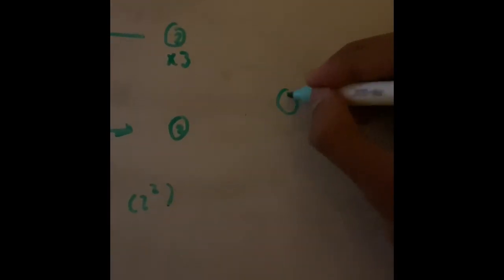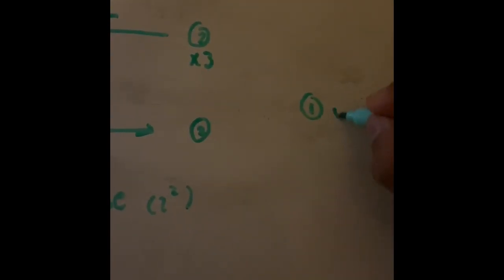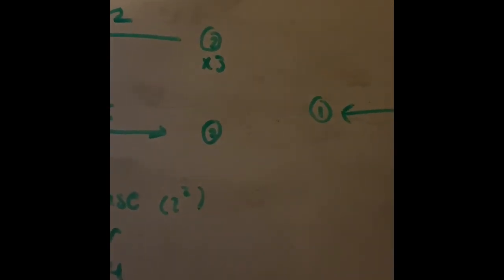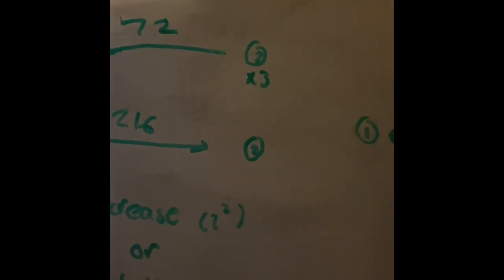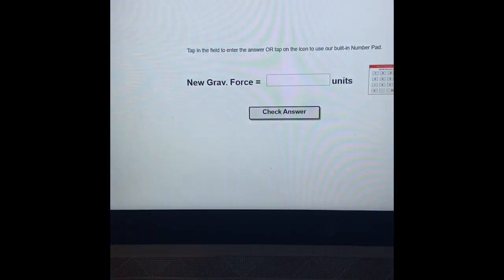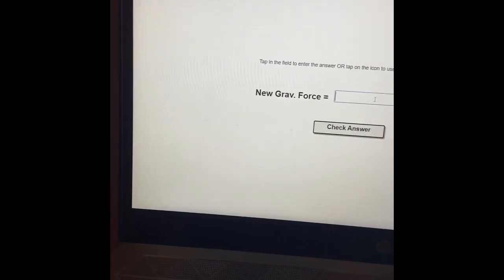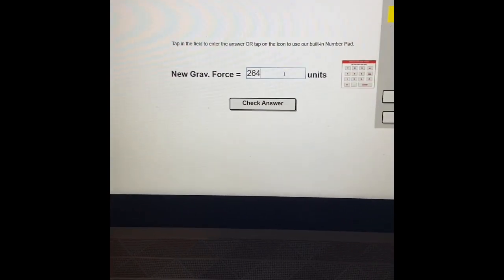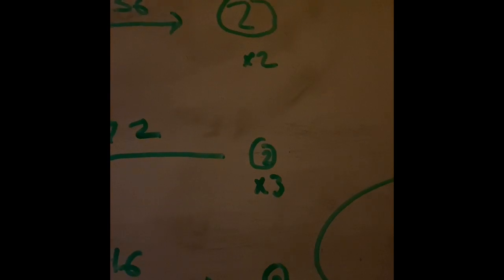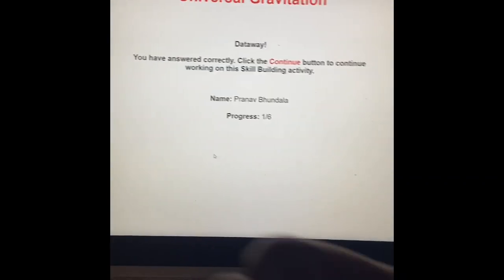So the gravitational force between objects 1 and 2 is 864. My mistake, it's 864. Let's check this out. That is the correct answer.